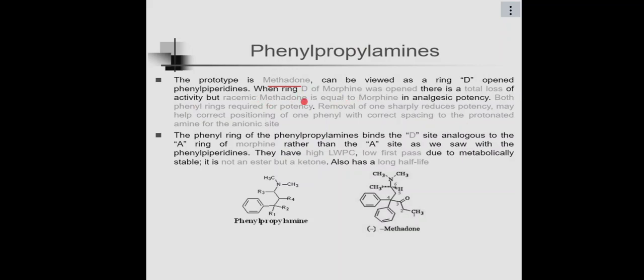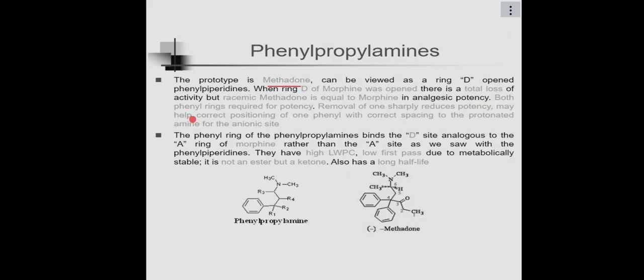So we have said clearly that if we open the ring D of morphine, there will be total loss of activity. But racemic methadone is equal to morphine in analgesic potency. So we are only saying that morphine itself must be that structure. If you change it, then you will lose activity totally. But if you structurally modify to get another molecule, which is a phenylpropylamine molecule, then you retain activity.